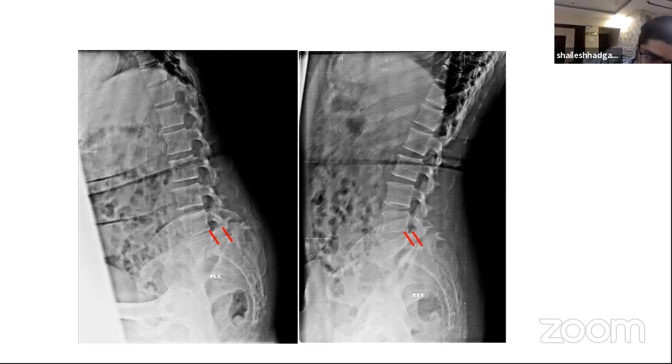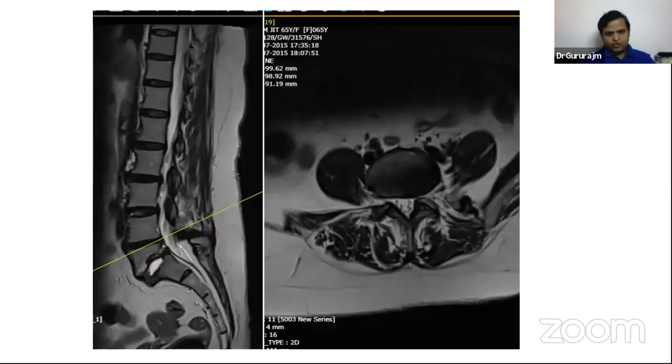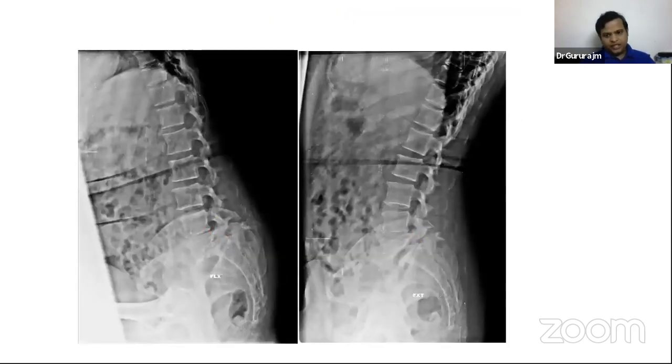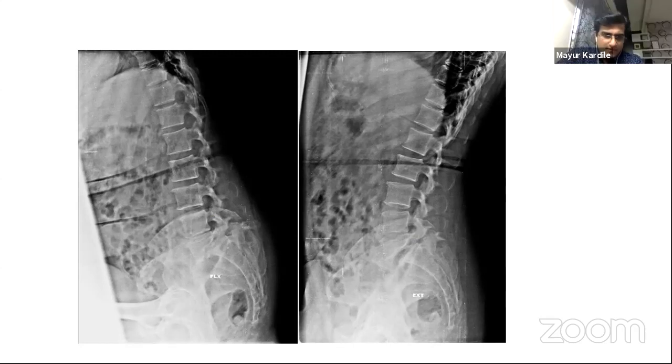Can you see something unusual here, or do you think it's a normal LCS pattern? Can you elaborate more on the X-ray features? If you look at the L5 inferior end plate, it doesn't look straight. It looks kind of scalloped. So there's probably something going on over there more than the listhesis.